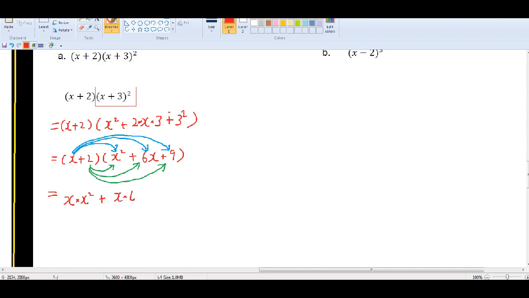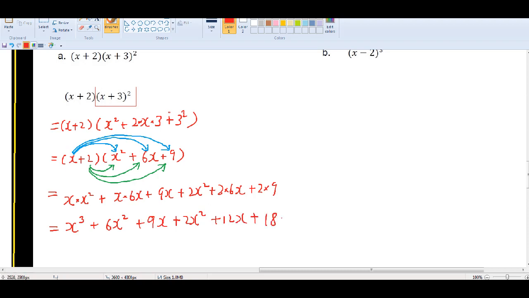Okay, x times 6x. Okay, x times 9. Could we just write 9x? 2 times x squared. 2 times 6x plus 2 times 9. Alright, so of course it's easier for me because all the signs are positive. Alright, x cubed plus 6x squared plus 9x plus 2x squared plus 12x plus 18.